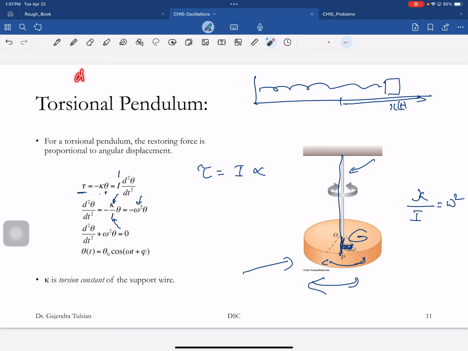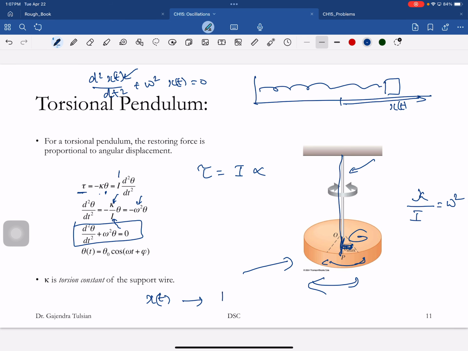For the mass attached to the spring, it was d square x(t) by dt square plus omega square x(t) equal to 0. For this torsional pendulum, it's that. x(t) got replaced by theta(t), but the equation is exactly the same. All right, so there's the solution again.